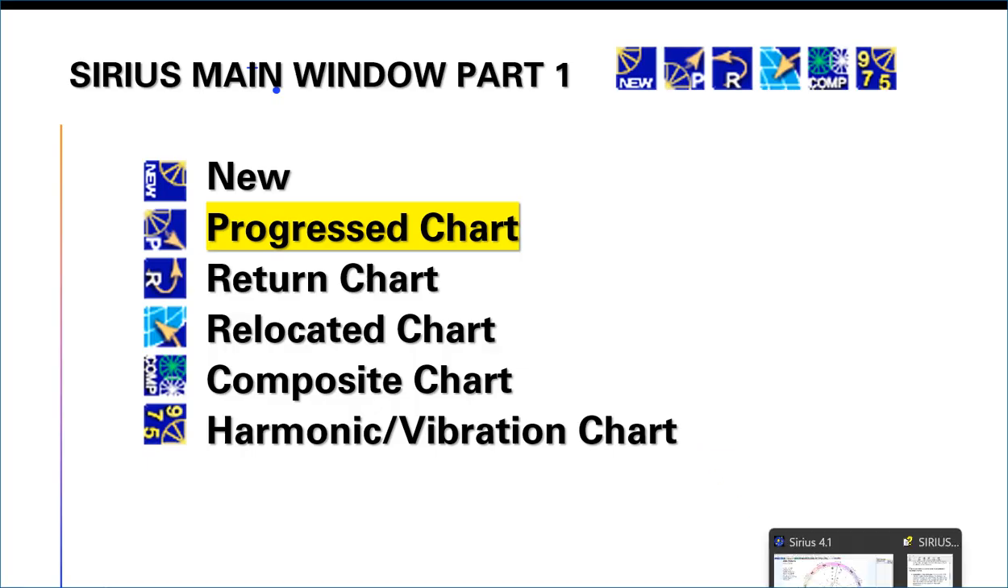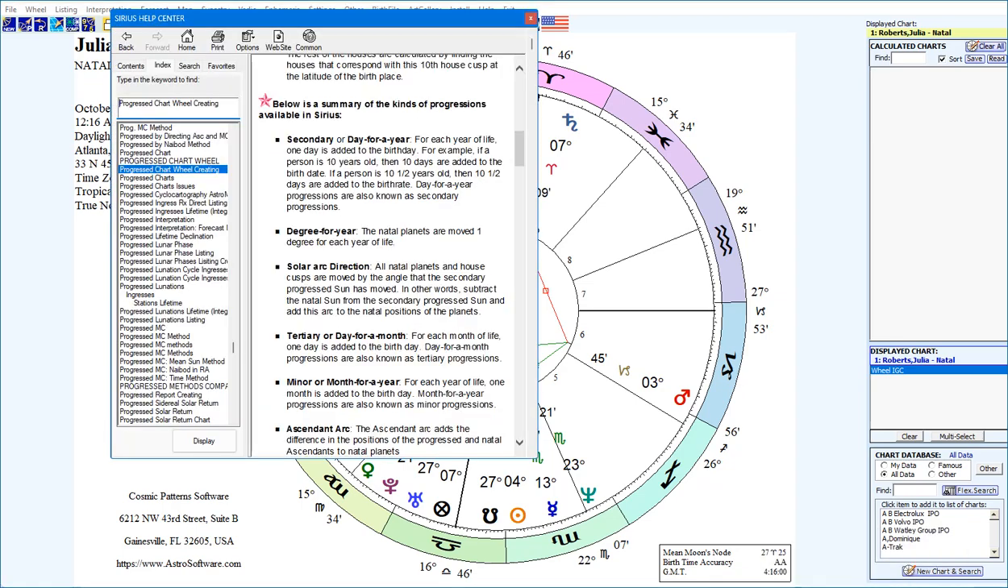Okay, now before we proceed, there are different kinds of Progress Chart. A progress chart is just another way of looking at a person's chart for what will happen within a specific period or year. But there are different progress chart methods to use, so you have to know which one to use, or which one you have already been using, before you even proceed. The most common one is the secondary, or day for a year. Here, it is all explained in the help system within the Sirius program.